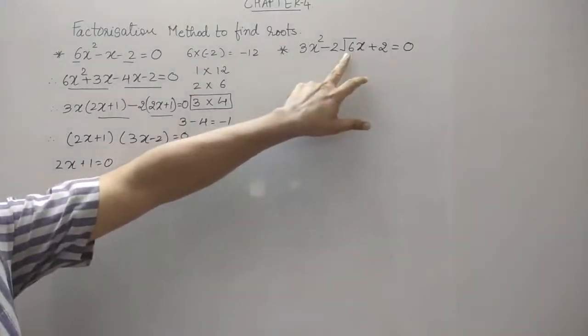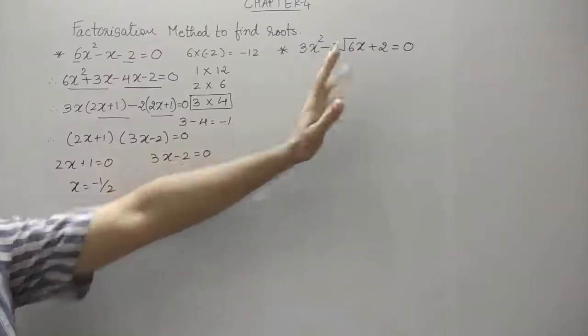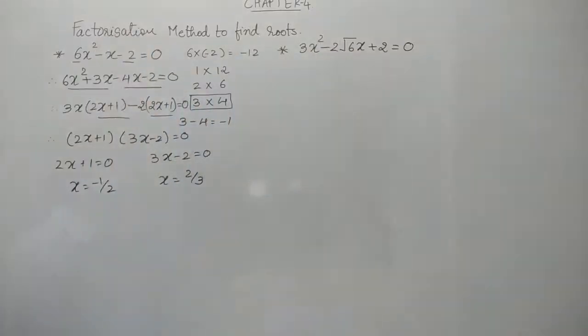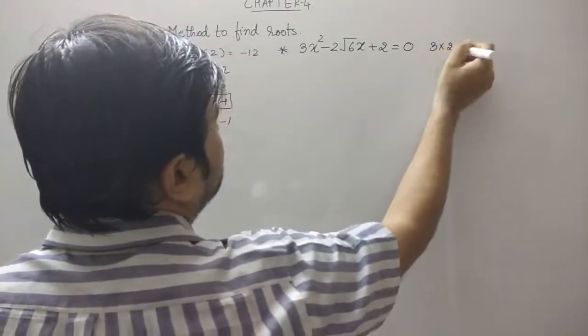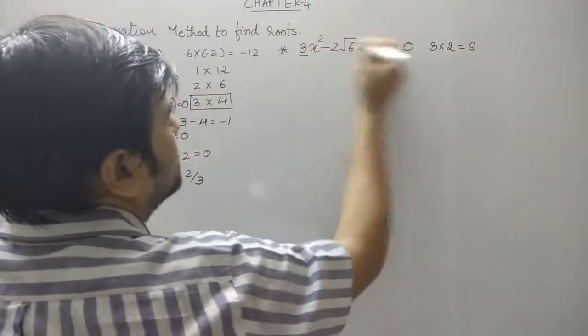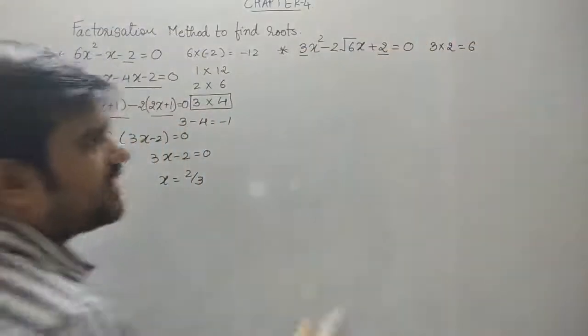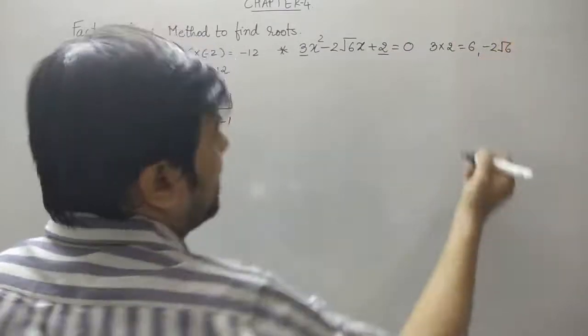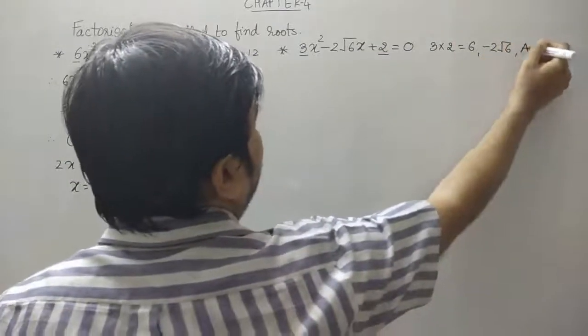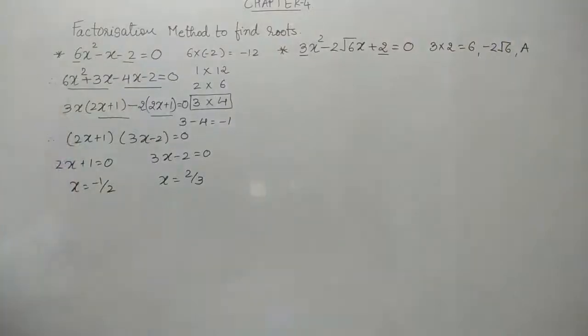Now as it is an irrational number, it looks quite difficult to find the roots by the method of factorization. We will do the same thing again. We have to find the factors of what? So 3 twos are 6. I have taken the product of these two. What do we have to obtain? We have to obtain minus 2 root 6. And how do we obtain it? By addition. So let us understand this.